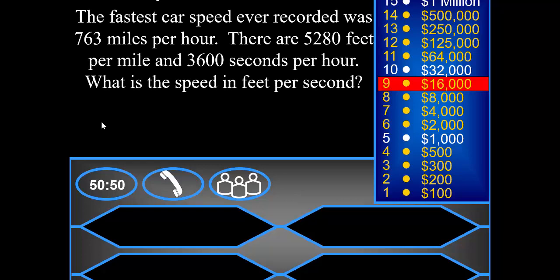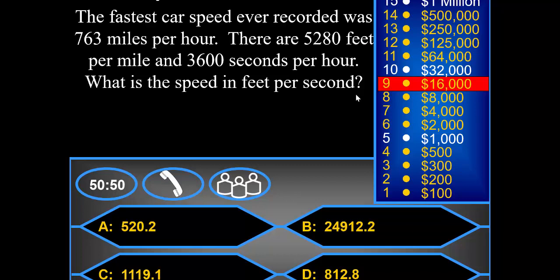The fastest car speed ever recorded was 763 miles per hour. We know that there's 5,280 feet per mile, and there's 3,600 seconds in an hour. What's the speed in feet per second? So you've got to convert 763 miles per hour to feet per second. Pause the video and let's see how you do.